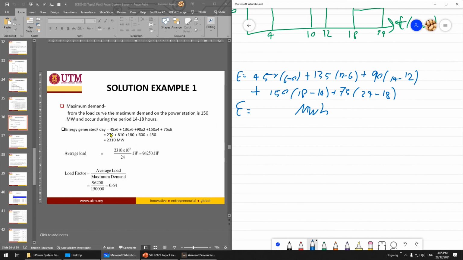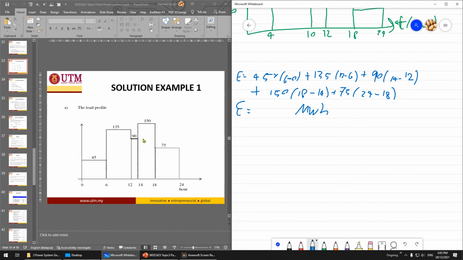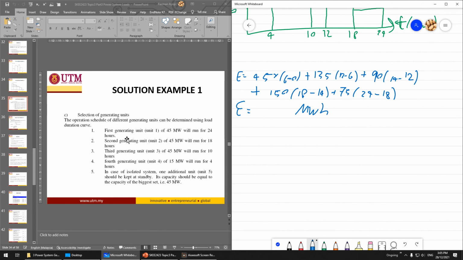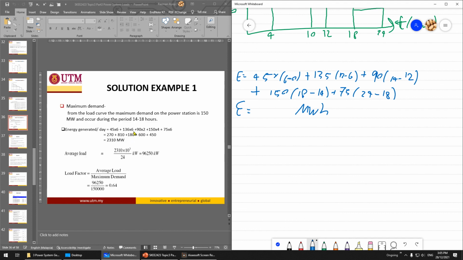So let us look. 45 multiplied by 6 plus 135. This one is wrong also. Make sure you be careful. It should be 135. So 135 multiplied by 6 plus 90 multiplied by 2 plus 150 multiplied by 4, and lastly 75 multiplied by 6. I'm not sure whether this is correct or not. So something like that.